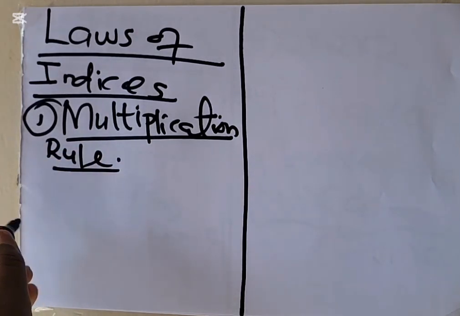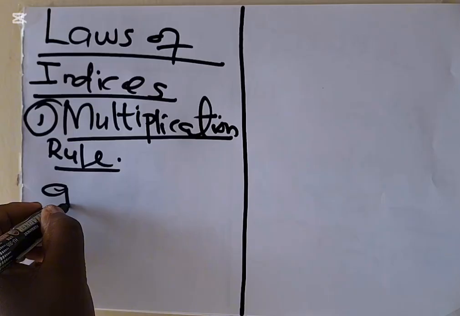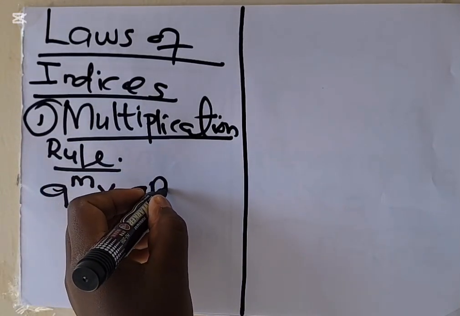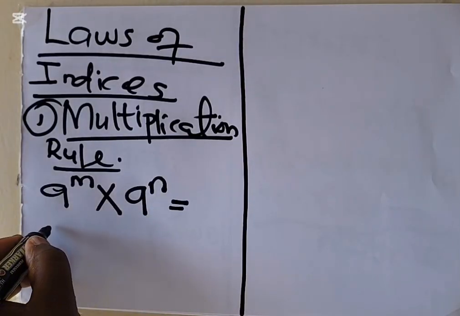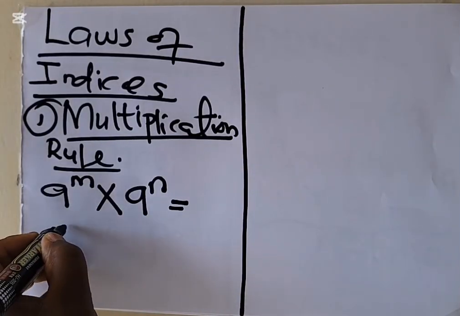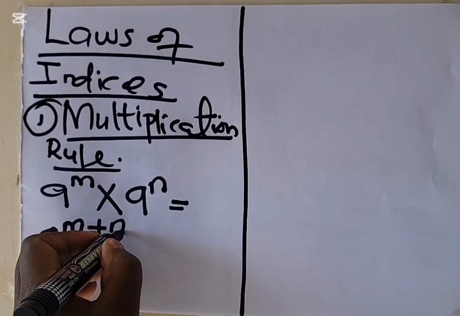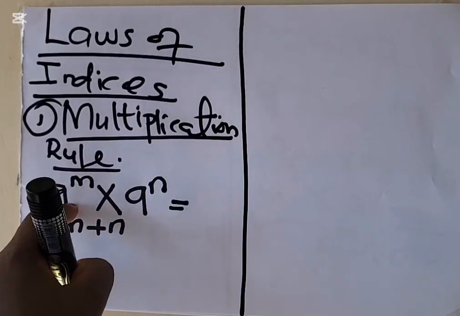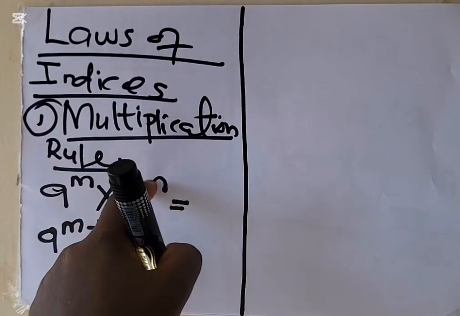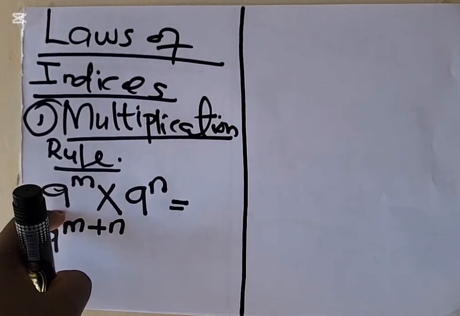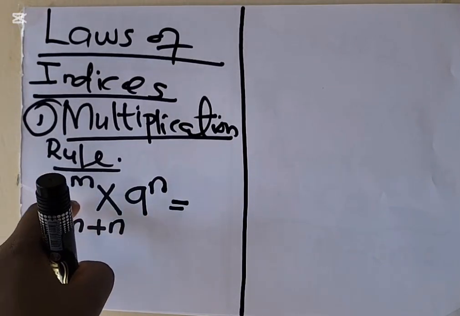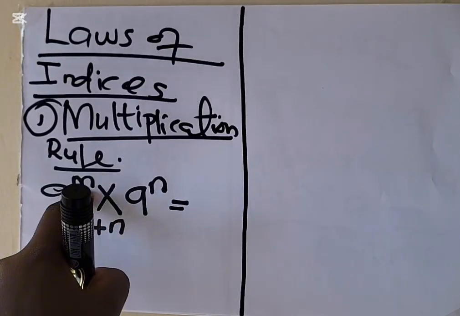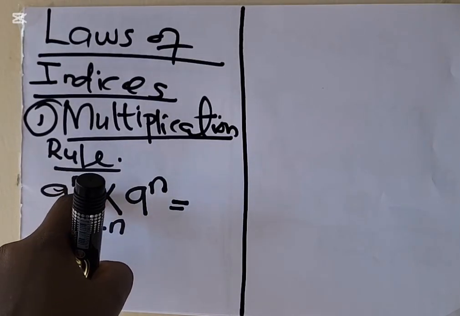Now this rule says that when you have A raised to M times A raised to N, this is the same as A raised to M plus N. This is the first rule. When the bases are the same, then you just add the powers. It is a multiplication rule. If the bases are the same, this can be any letter, can be 2, can be B, can be C, can be anything.